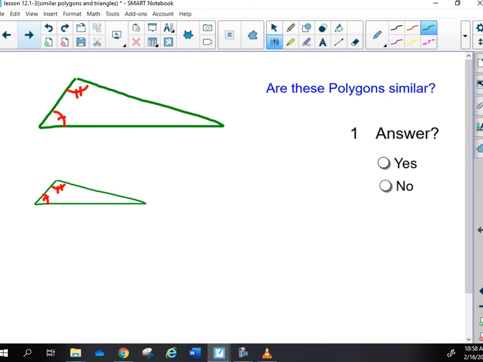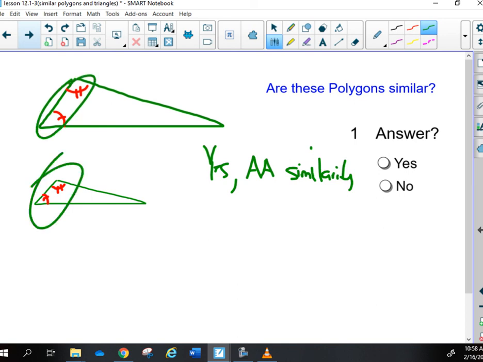On this one right over here, are these polygons similar? You don't have to have anything about the sides on this one. This one's going to be yes by angle, angle similarity. All you needed was those 2 angles right there.